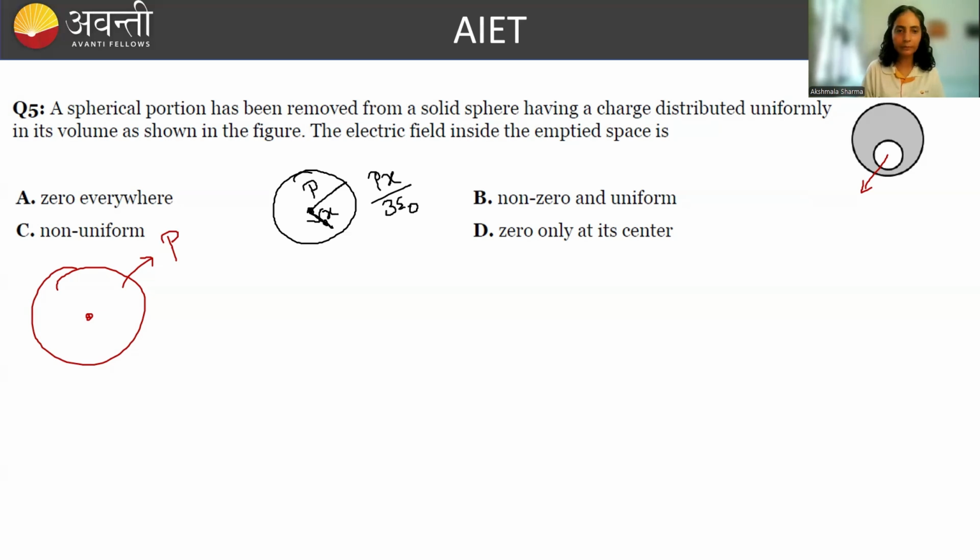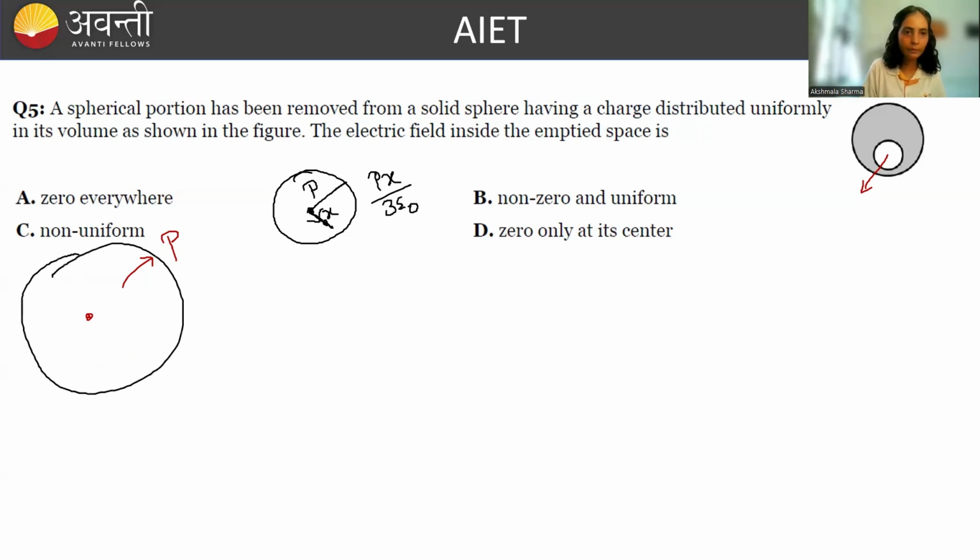So let's solve it. Now suppose I removed a cavity from there. Done. And now inside the cavity, I have to calculate the electric field. So let's take a point inside the cavity. I have taken a point here. Let me make the cavity a little bigger, otherwise you won't be able to see. So let me draw it a little bigger. This is the center of the cavity. Now let's take any point inside the cavity. So I have taken this.